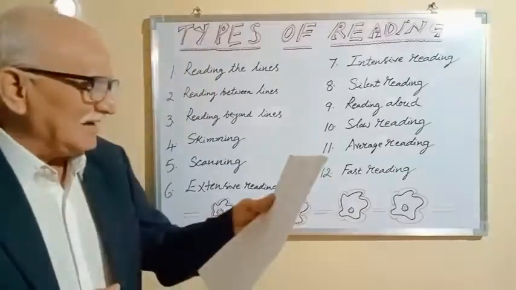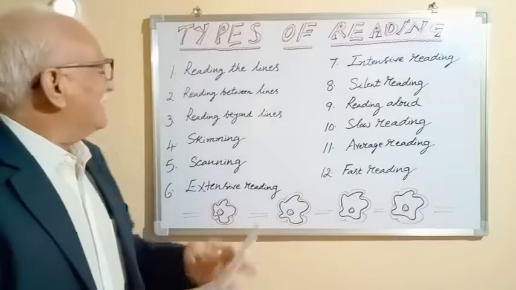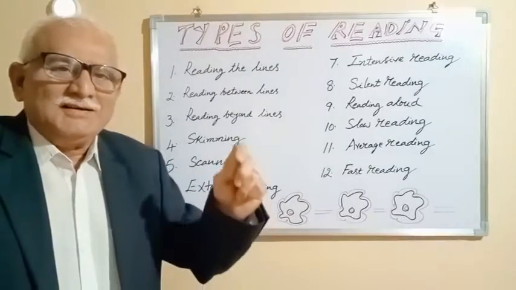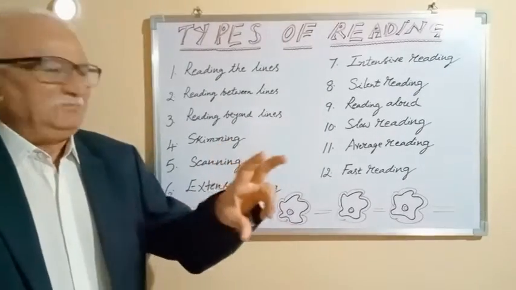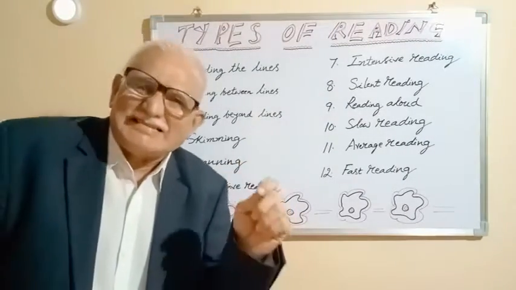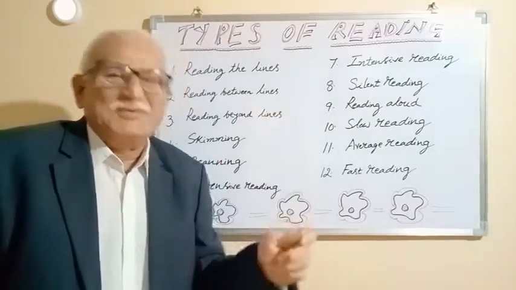The next one is scanning. A classical example of scanning is looking for a telephone number in a telephone directory. Scanning means you are looking for exactly the mobile number of your mother or your father that you wanted.